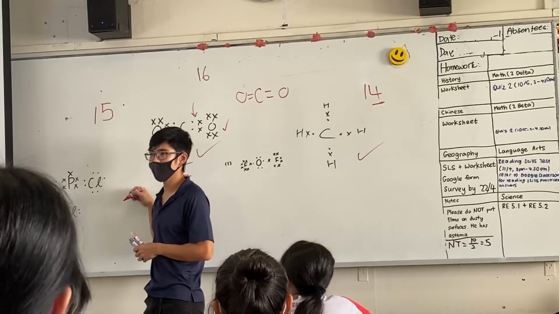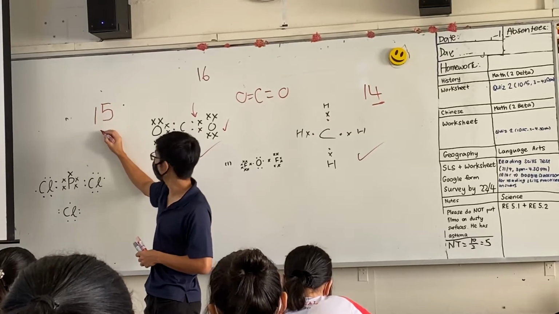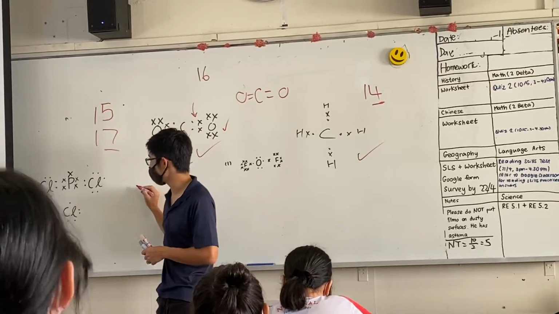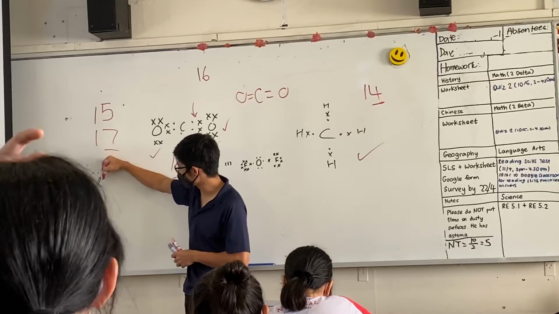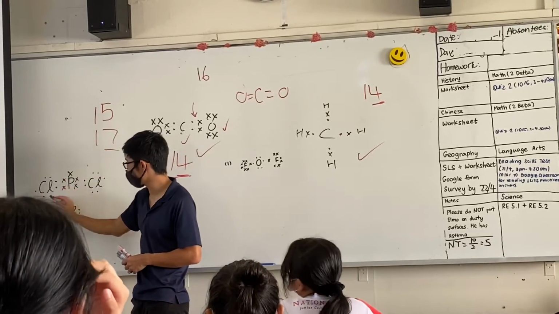Chlorine is in group 17. Okay, so chlorine should have 7 valence electrons. 1, 2, 3, 4, 5, 6, 7. Okay, good.